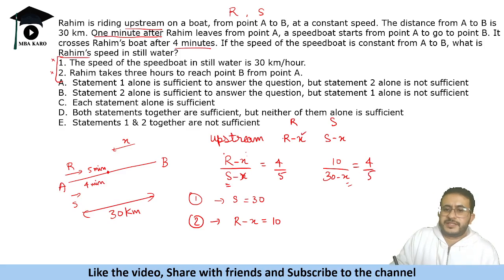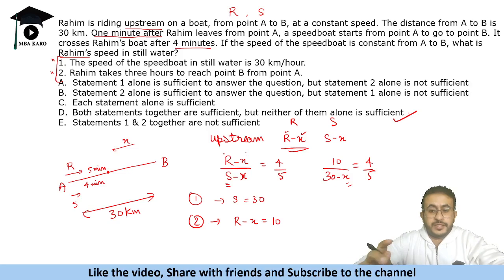Once we solve for x, we can get these values. We can get all the values. We can get r minus x also, and hence we can answer the question. So both statements together are sufficient to answer the question, but each statement alone is not sufficient.